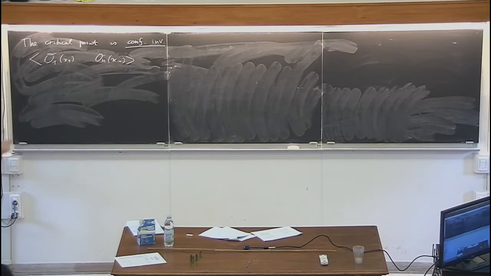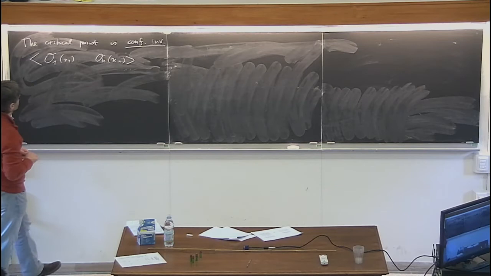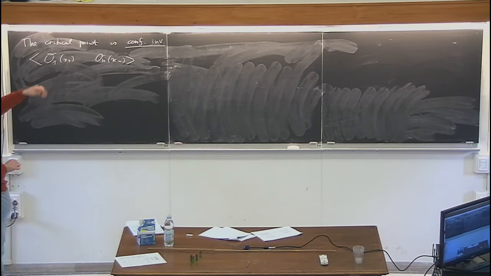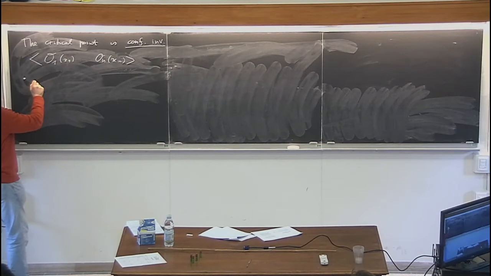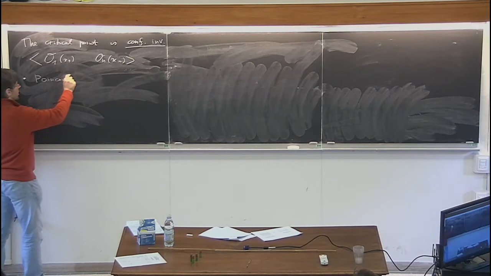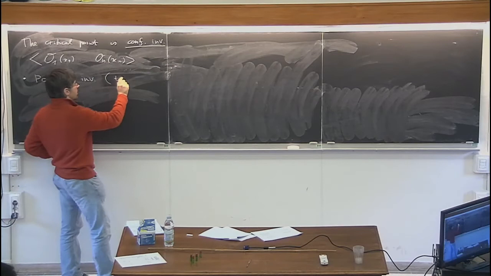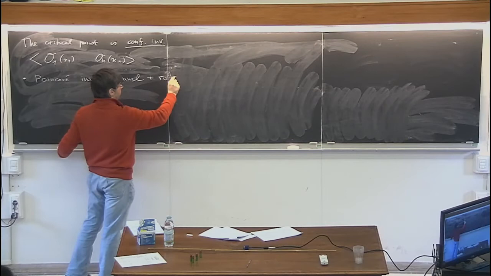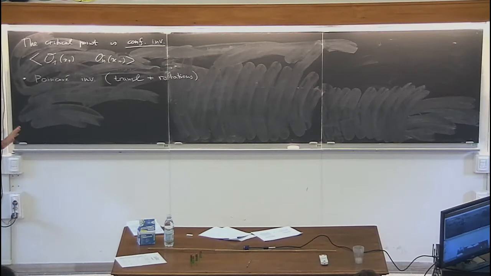So conformal invariance is going to be formulated as some invariance properties of these correlation functions under conformal transformations. So I'm going to define what these conformal transformations are. But let me first of all state the obvious things. So first of all, of course, at the critical point, we are going to have Poincaré invariance. So that's clear, which means invariance under translations and rotations. I hope that's fine with everyone.